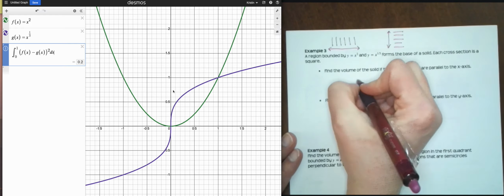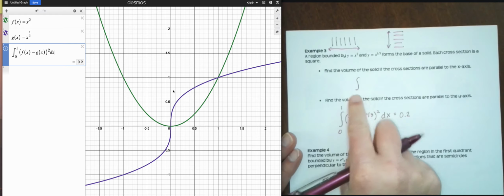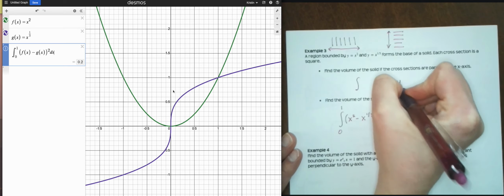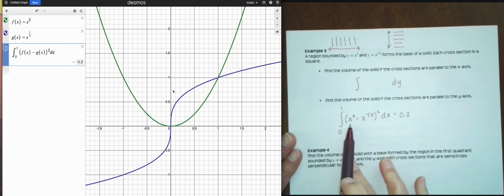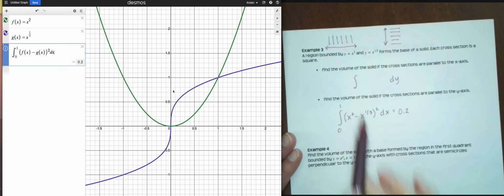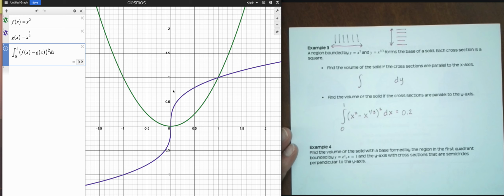That means our integral is going to have y endpoints, and it's going to be a dy down here at the end. Otherwise, I'm going to use the same setup. I'm going to subtract the two functions and square it. My endpoints on this one do come out being the same. That's not always going to be the case. It's just because I gave you a really boring one where it's 0, 0, and 1, 1.